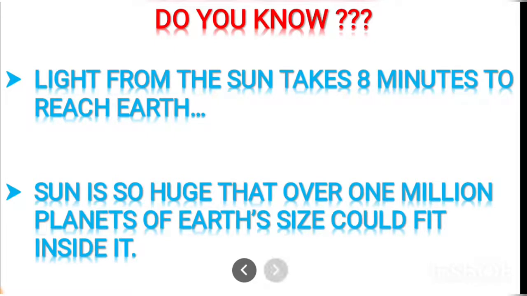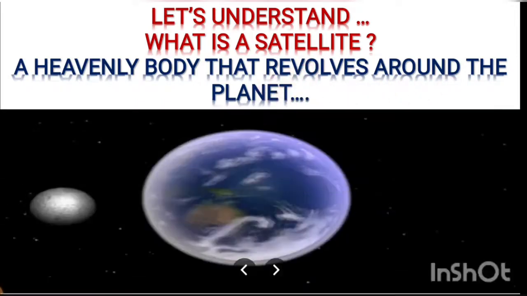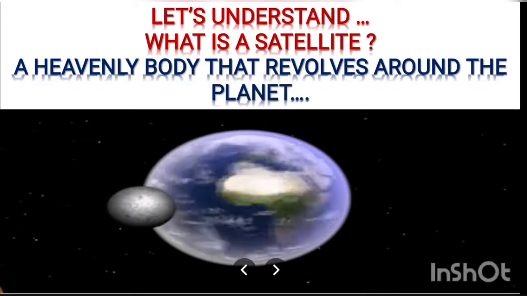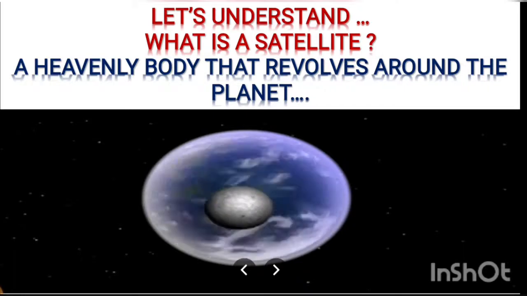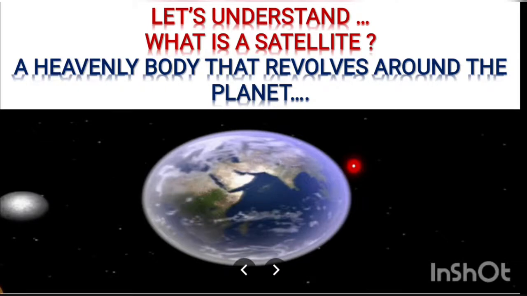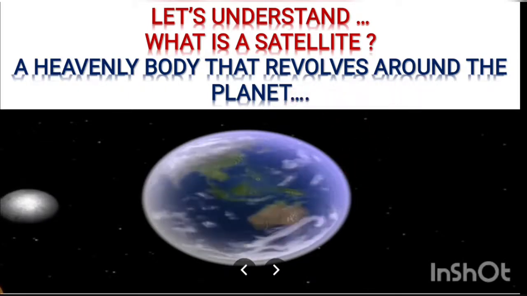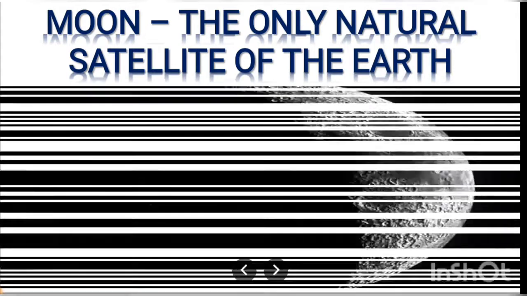It is so huge. Next, understand what a satellite is. A heavenly body that revolves around a planet is called a satellite. We have only one natural satellite, that is called the moon. Can you see? The moon is revolving around the planet, that is our earth. Moon, as I told you, is the only natural satellite of the earth.